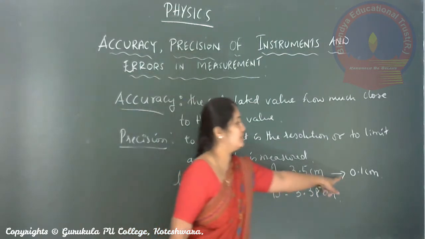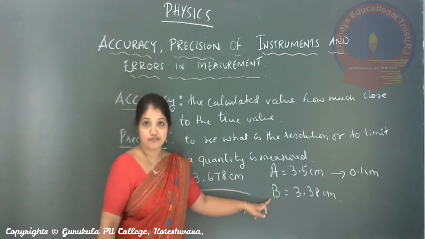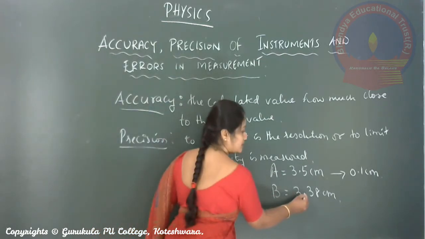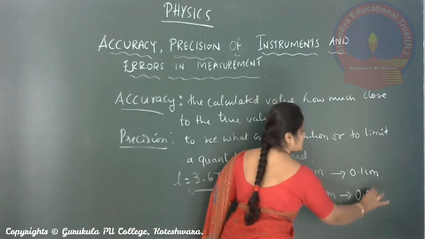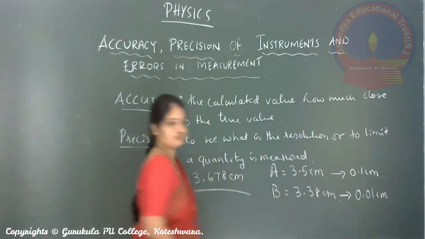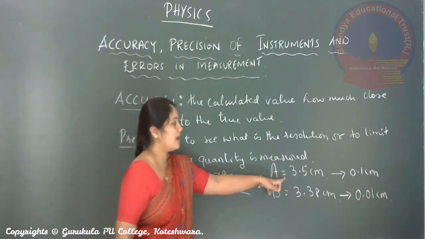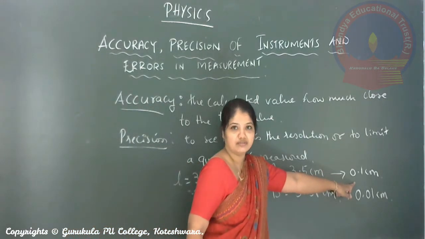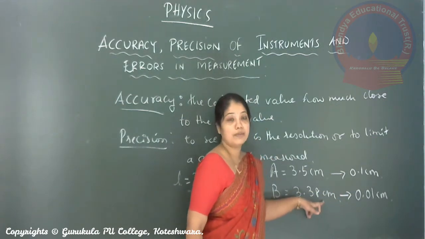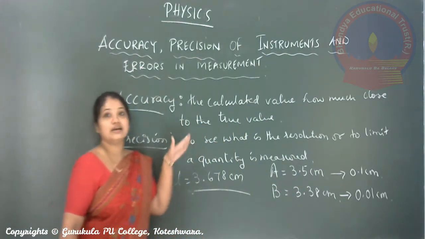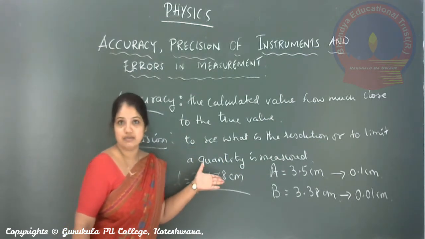So the resolution over here is 0.1 centimeter, whereas in the case of B, after the decimal point we have two digits. So for this one I have 0.01 centimeter. Understood? This one has a resolution of 0.1, and B is the one having higher resolution. So basically precision expresses the limit in which the quantity can be measured.